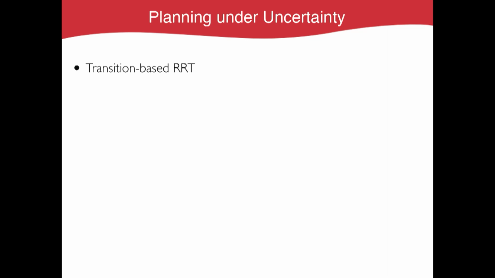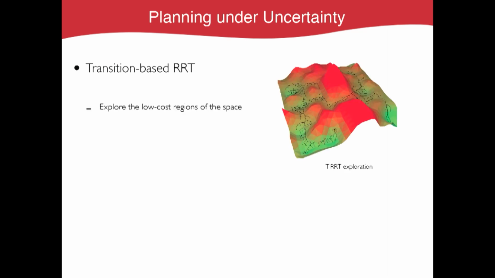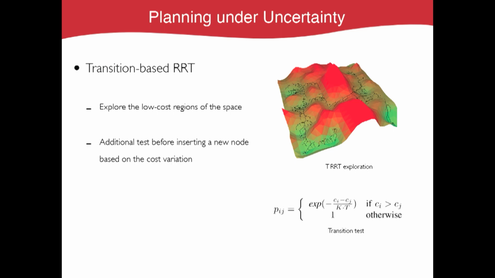Once we've got these costs, we use the principle of transition-based RRT to guide the search. This transition-based RRT is a tool that allows to explore low-cost regions of a state space, of a cost space. And the key idea here is to add an additional test before inserting a new node that is based on the cost variation between two neighbor states, which has the nice property to adaptively tune the difficulty of the exploration during the search in function of the difficulty.